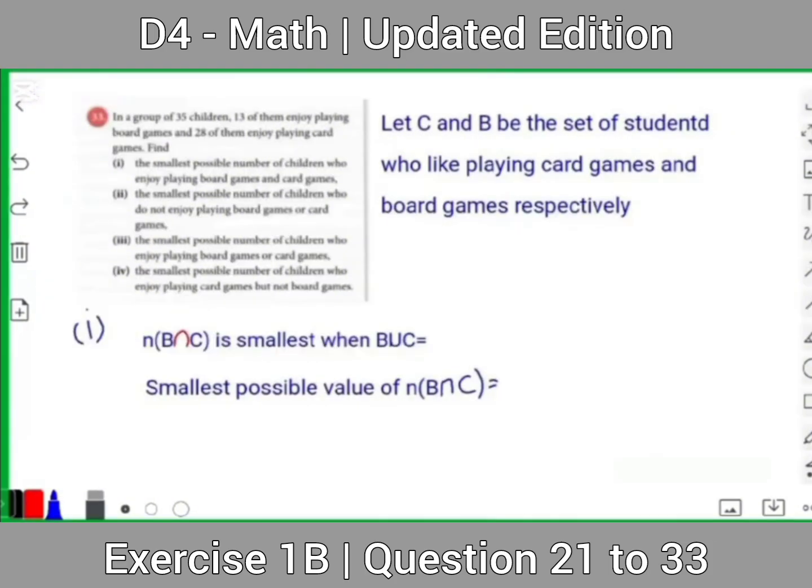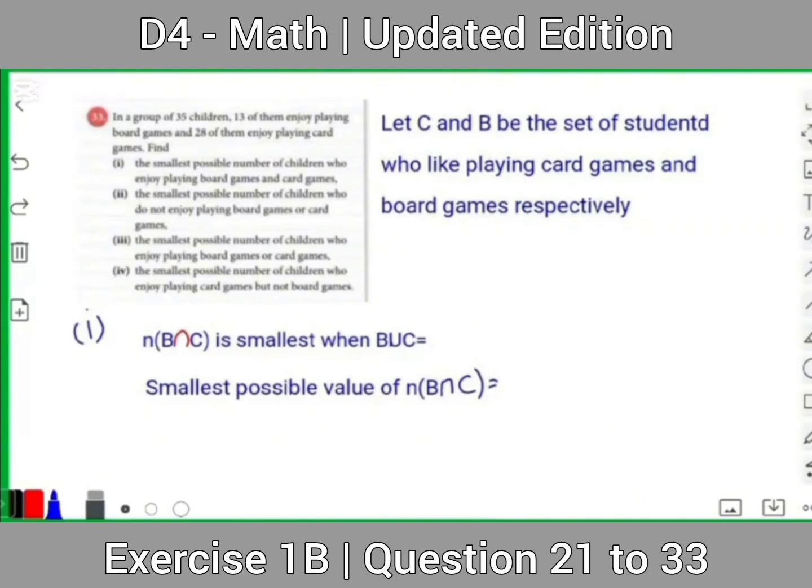Now in question 33, the last question. In a group of 35 children, 13 of them enjoy playing board games and 20 of them enjoy playing card games. Find, in the first part, the smallest possible number of children who enjoy playing board games and card games. Let C and B be the sets of students who like playing card games and board games respectively.